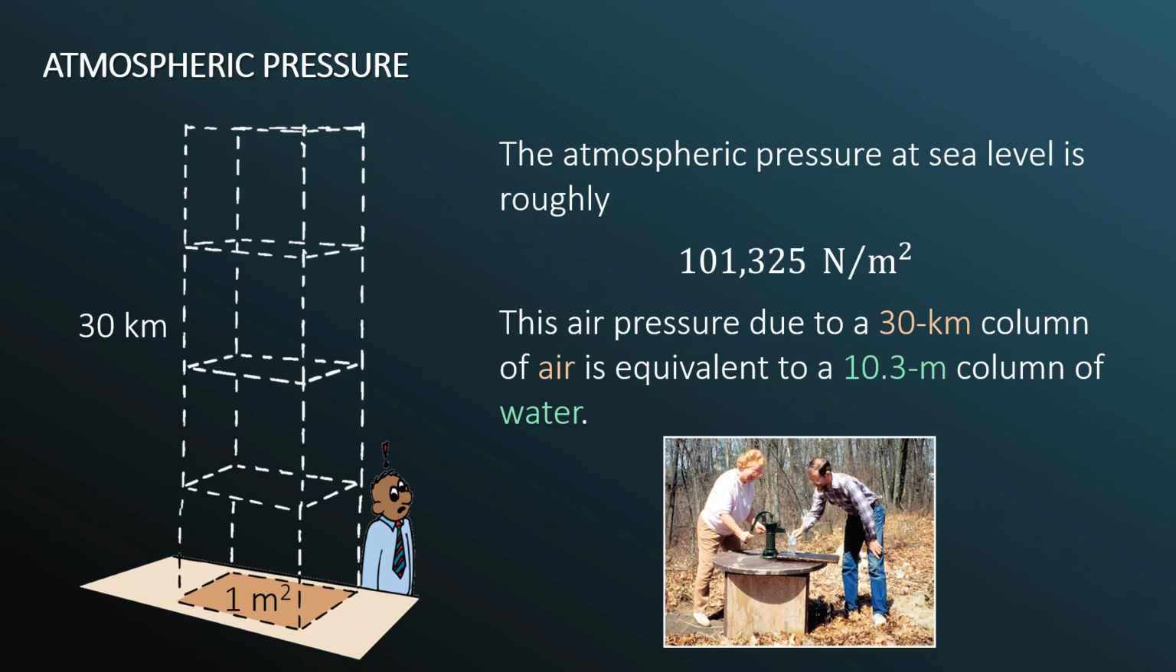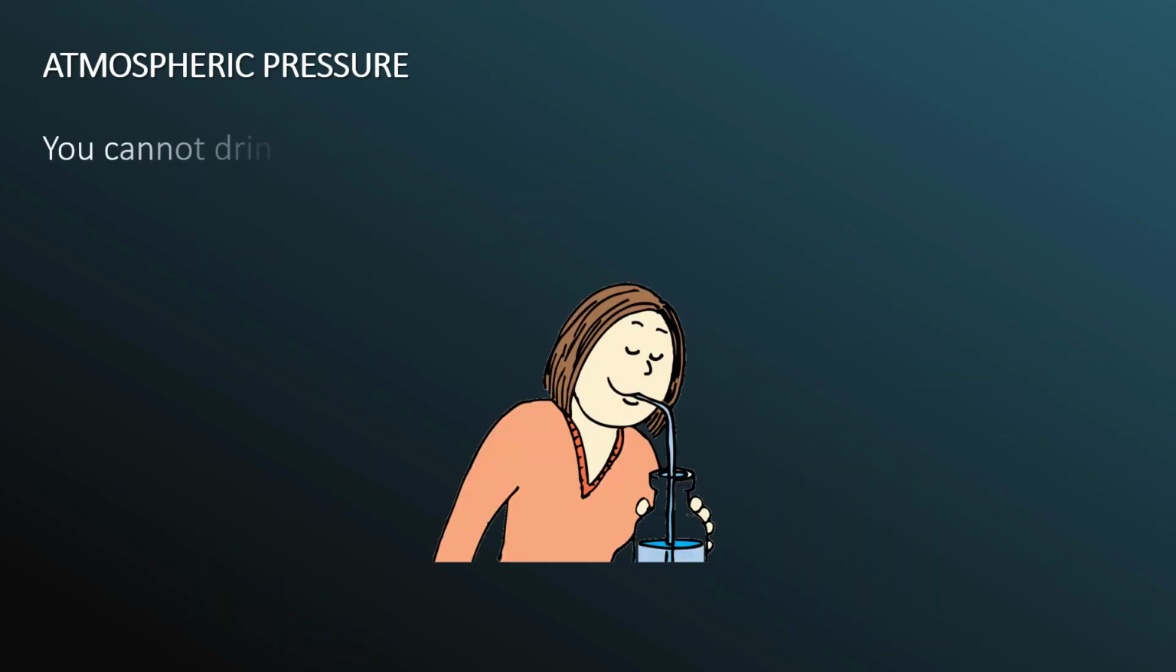In this picture, the atmosphere pushes water from below up into the pipe that is partially evacuated of air by the pumping action. If a perfect vacuum were created by the pump, the deepest well could be no more than 10.3 meters deep if water is to be pumped up. Let's take a look at this.